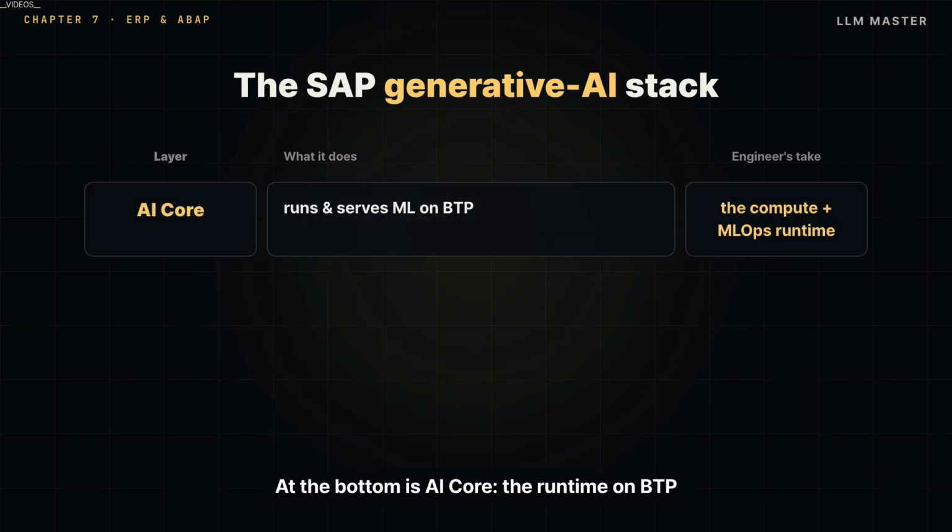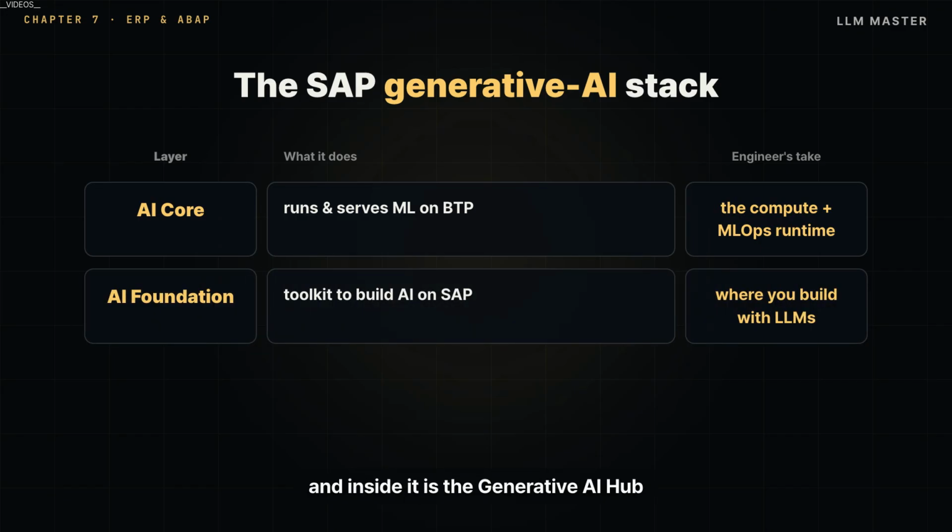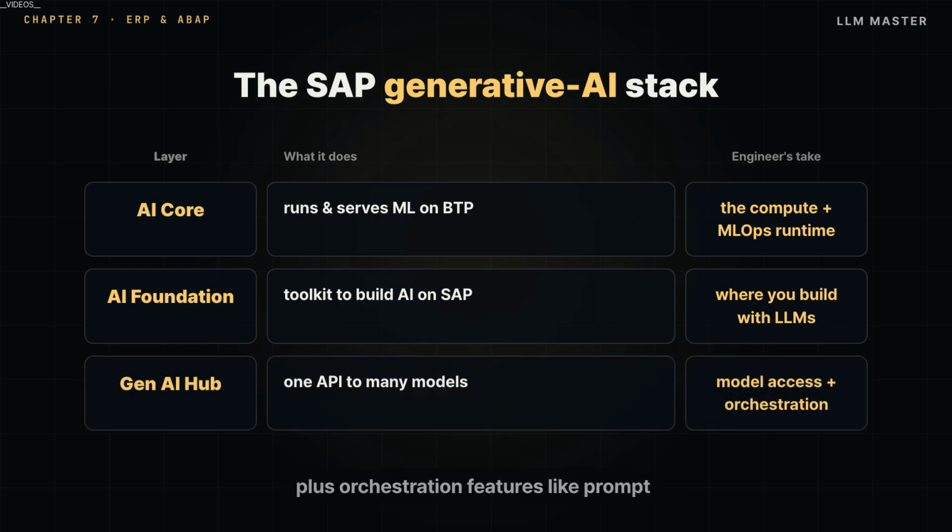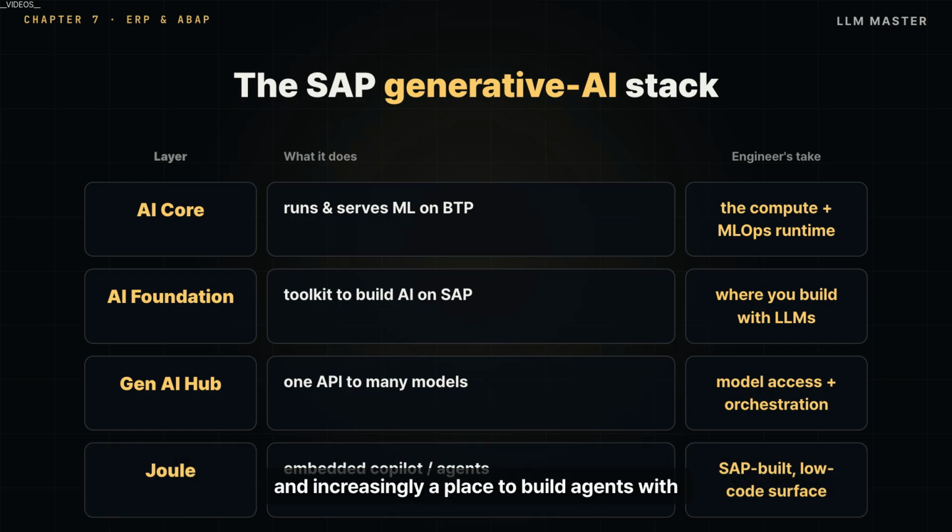At the bottom is AI Core, the runtime on BTP that trains and serves machine learning workloads, the compute, and MLOps plumbing. On top sits AI Foundation, SAP's one-stop toolkit for building AI, and inside it is the Generative AI Hub, which gives you a single, consistent API in front of many foundation models from different providers, plus orchestration features like prompt templating, grounding, and content filtering. Then there's Joule, SAP's embedded copilot, a natural language assistant woven directly into SAP applications, and increasingly a place to build agents with low code.